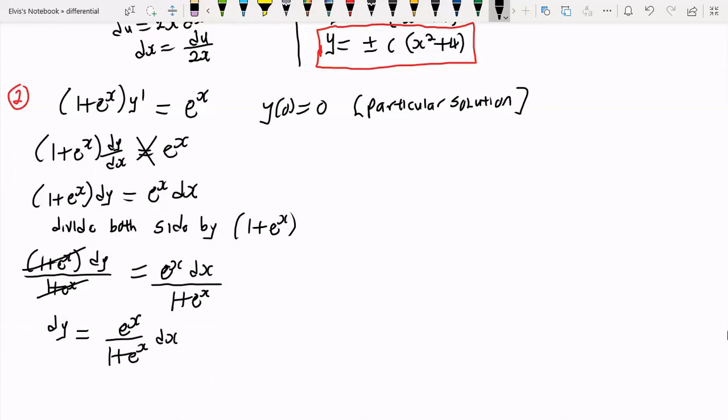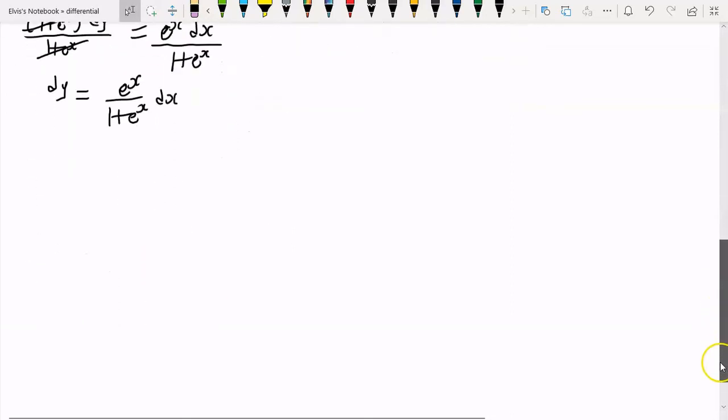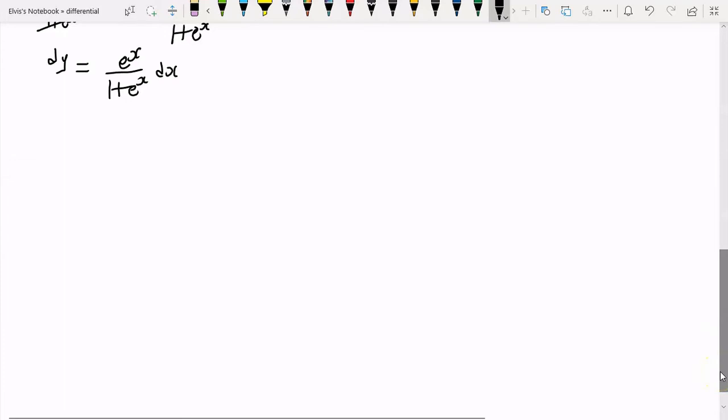Okay? Now, the next step is we're now going to take the integral on both sides. Okay? As you can see, we now have y variables on the left and we have s variables on the right. So the next step is we are going to take the integral on both sides. So let me scroll downward. Okay, so we are now going to take the integral on both sides. So this is the integral of dy on the left side. Also on the right side, we have the integral of e raised to the power of s divided by 1 plus e raised to the power of s ds.